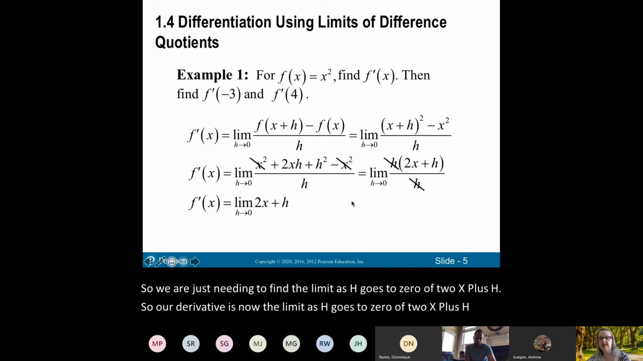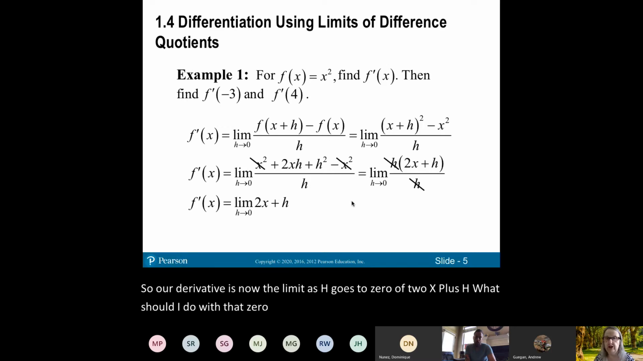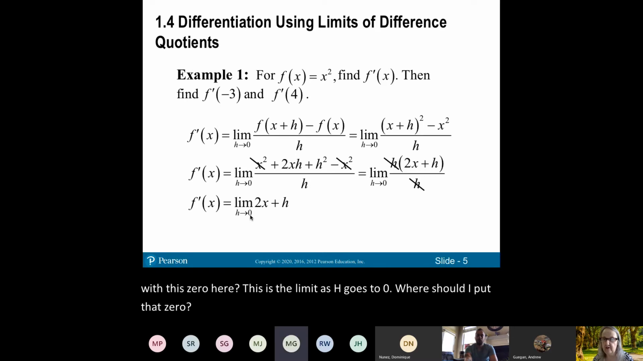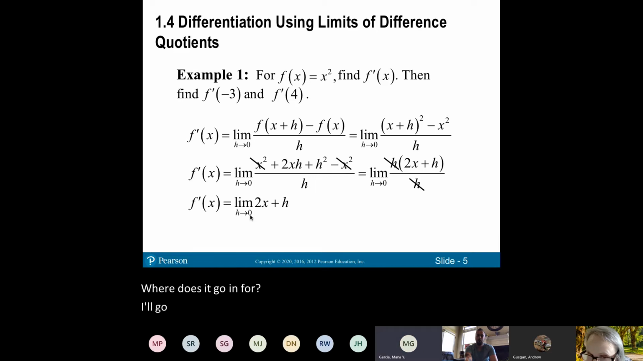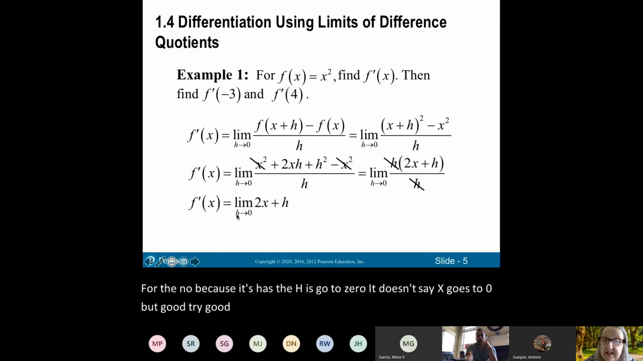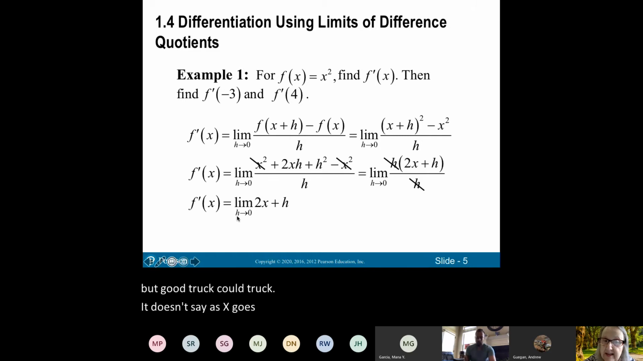What should I do with that 0? Can anybody tell me what I should do with this 0 here? This is the limit as h goes to 0. Where should I put that 0? In for the x? No, because it has the h going to 0. It doesn't say x goes to 0, but good try. It doesn't say as x goes to 0 here. It says as h goes to 0. So we put the 0 in for h.